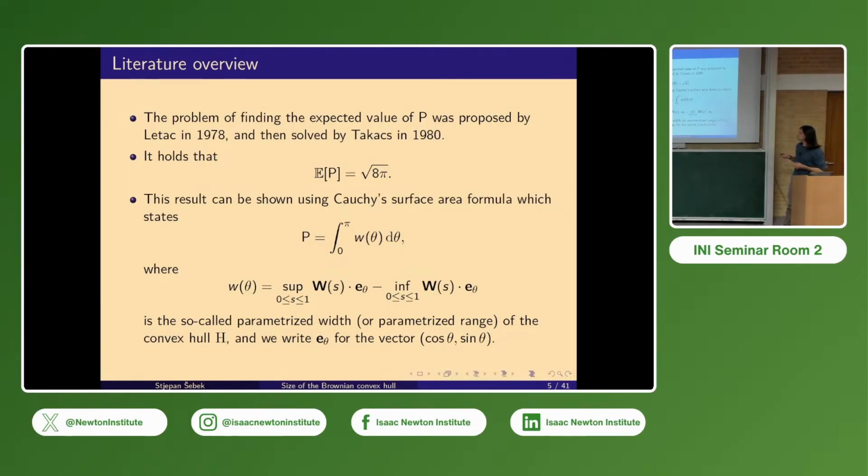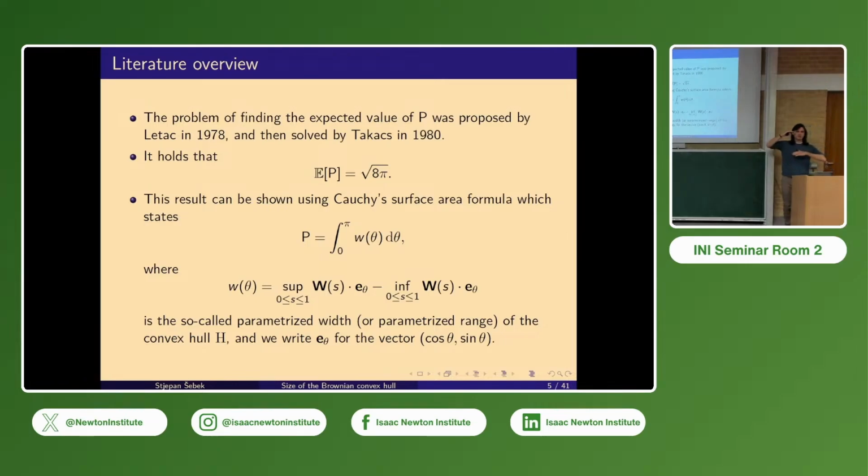Okay, so there is this Cauchy surface area formula. In general, it's a known result for the surface area in d dimensions. But when you restrict it to 2D, then the surface area is exactly the perimeter. And so this formula says that if we integrate from 0 to pi this function w of theta, we get the perimeter. And what is this w of theta?